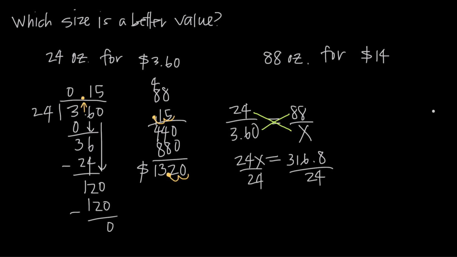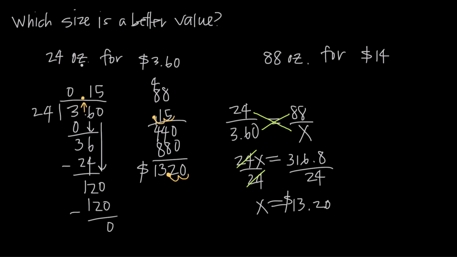Then to solve for X, we need to divide both sides by 24. We get 24 to cancel in the numerator and denominator on the left-hand side, leaving us with just X is equal to 316.8 divided by 24. We're going to get the same answer we got before, which is 13.2, so we know that the price is $13.20.